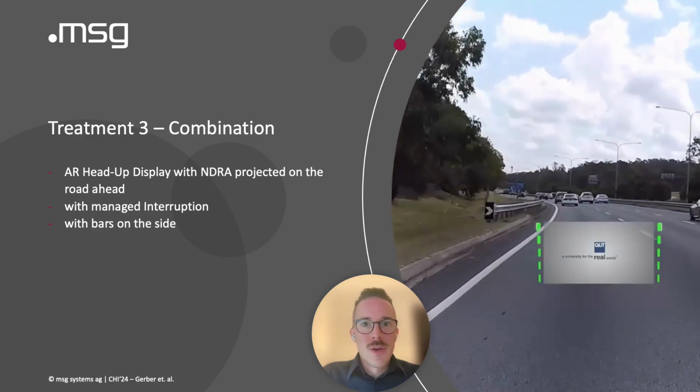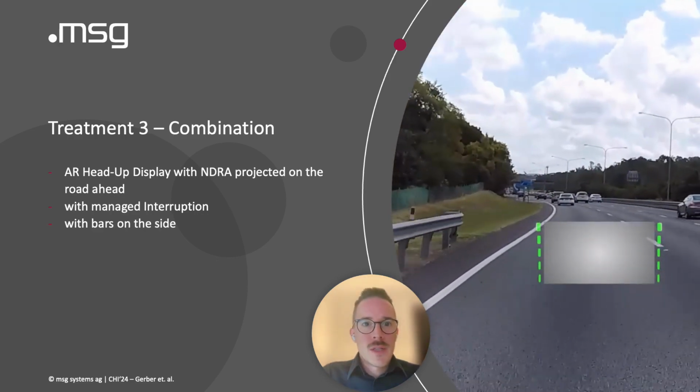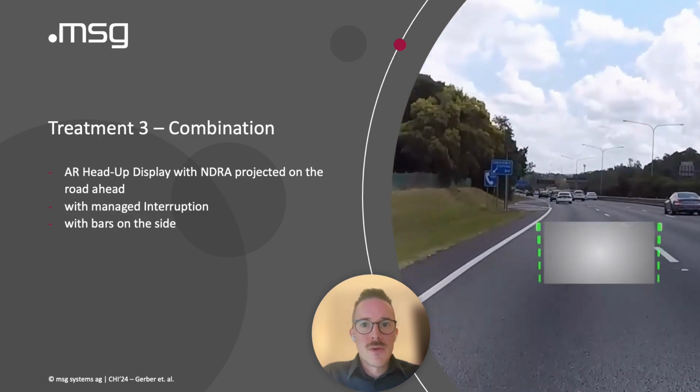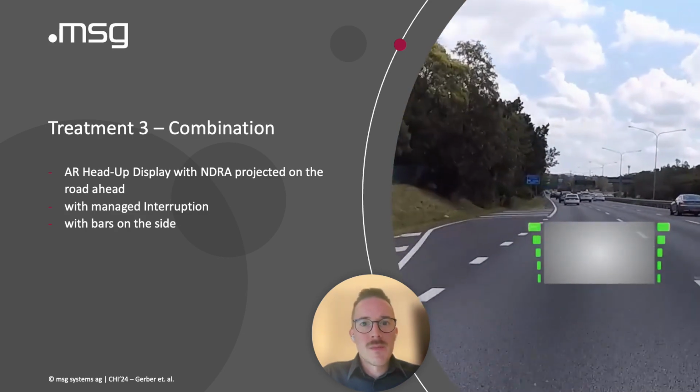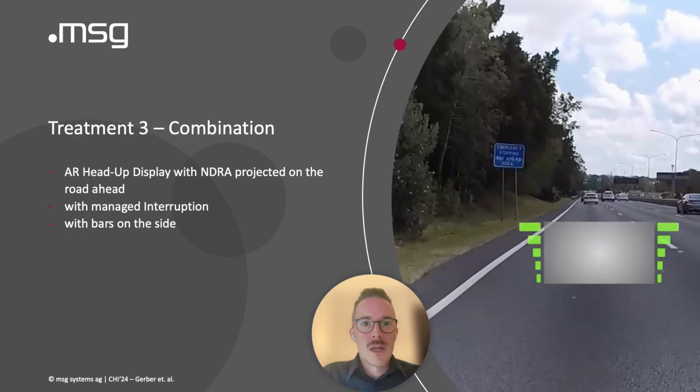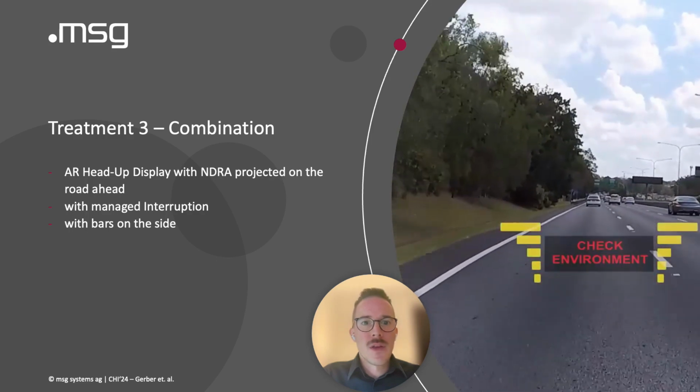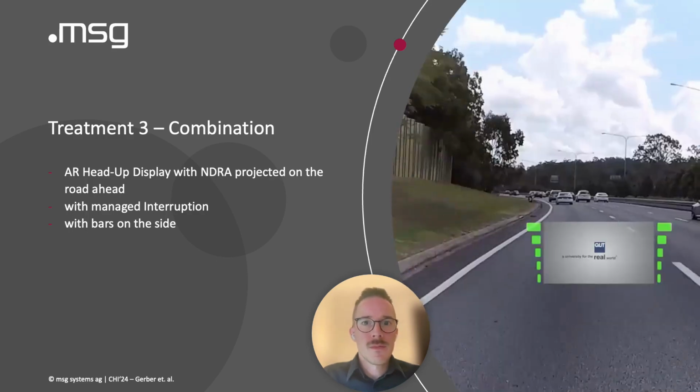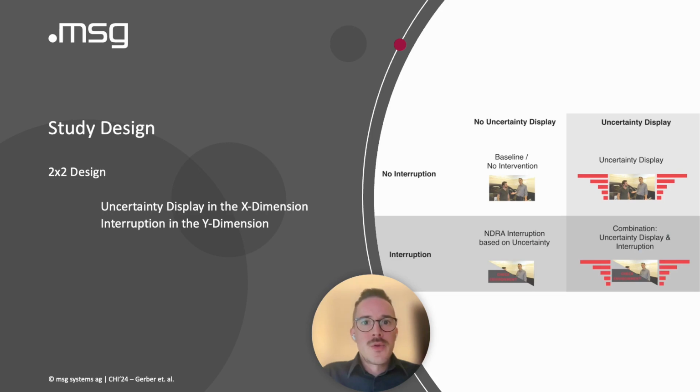The third intervention combines both: bars on the side to indicate the uncertainty of the automation, and the system hides the display when the situation gets more complex and asks the fallback to check the environment. The treatments are therefore organized by a 2x2 design, with the uncertainty display in the one dimension and the managed interruptions in the other.